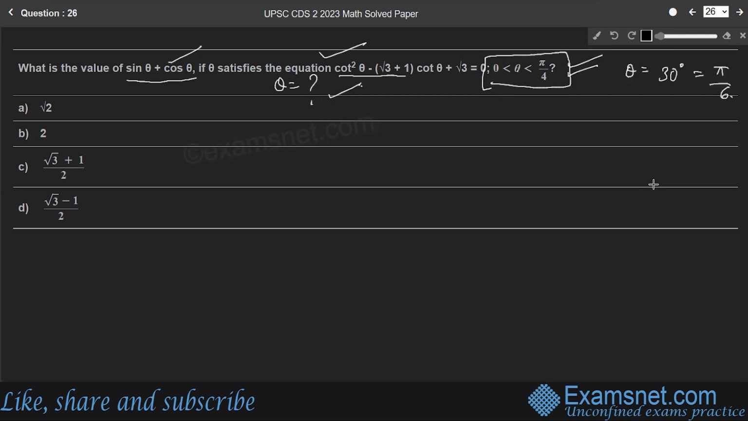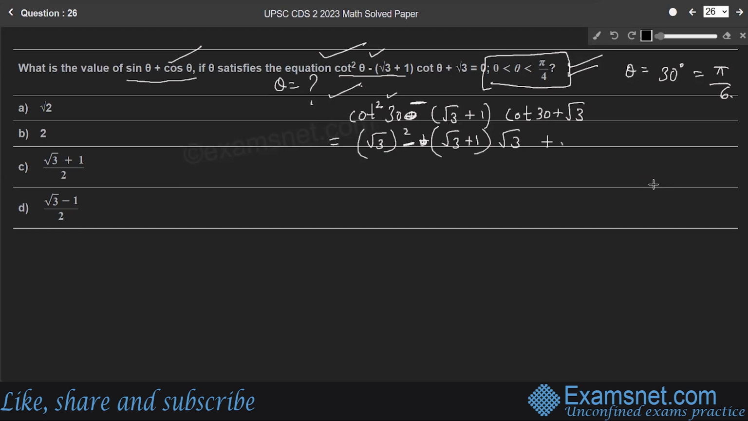So the given equation, that is cot square theta, becomes cot square 30 degree minus root 3 plus 1 into cot 30 degree plus root 3 should be equal to 0. Let us check whether this expression is equal to 0 or not. Since cot 30 is root 3, so cot square 30 becomes root 3 the whole square, minus root 3 plus 1 into cot 30, which is root 3. So it is not plus, it is minus. Here it should be minus.